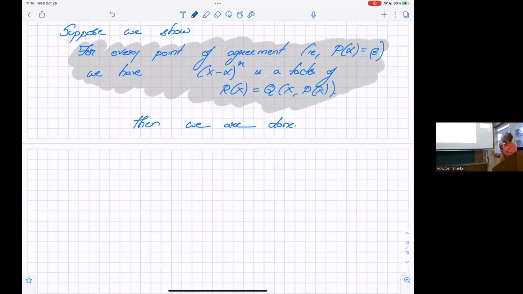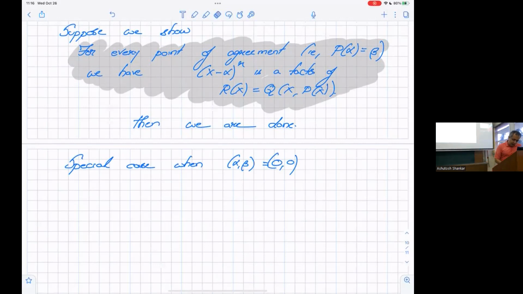So what we need to show is that x minus alpha to the power r is a root of Q of x comma P of x. Let's look at the special case when alpha beta is 0 comma 0. Sorry, alpha beta is 0 comma 0. I moved the origin. You can do this translation.